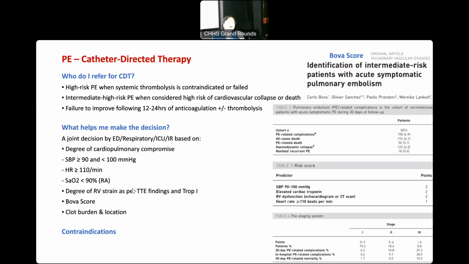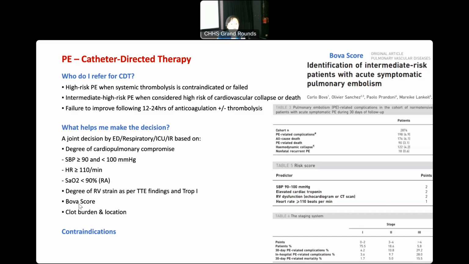In the guidelines, we think this must be a joint decision from multiple teams, and it's based on your degree of cardiopulmonary compromise. Remember that golden number: systolic less than 100, heart rate more than 110, needing oxygen. Then you look at the degree of RV strain as per echo and troponin. The common sense is that severe is worse than moderate, and a 3-digit troponin is worse than a 2-digit troponin. Looking at those, combined with this result, I'm going to tell you about the BOVA score.